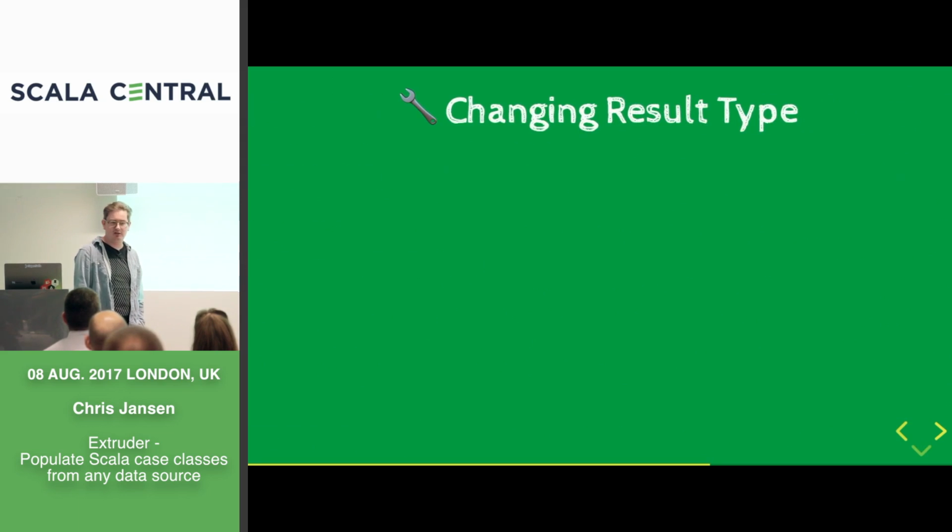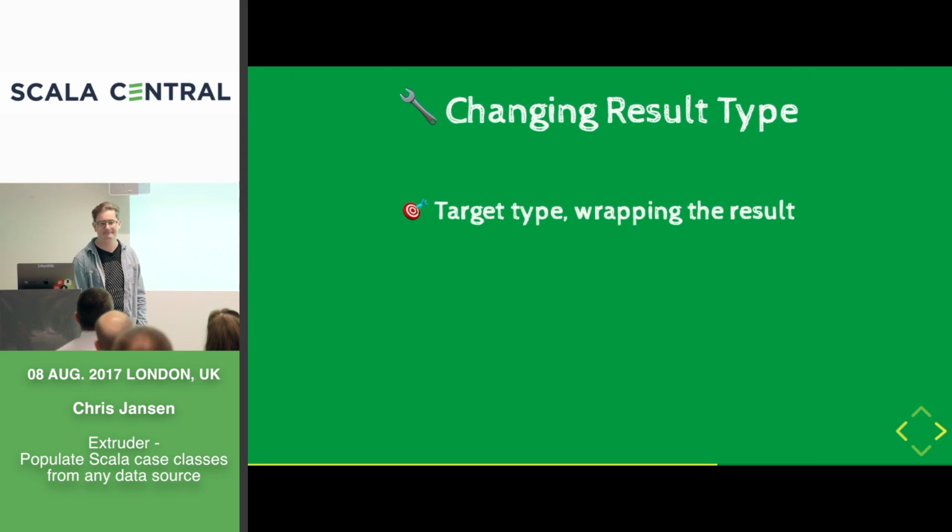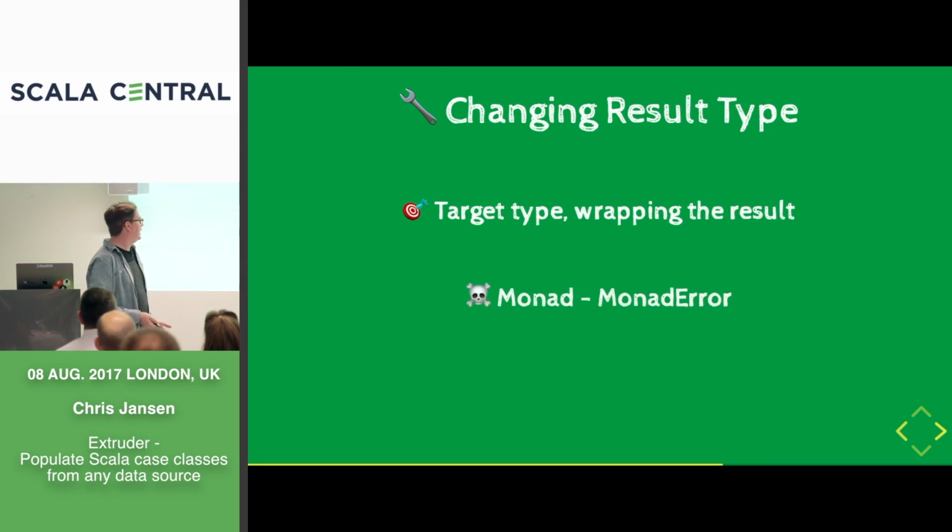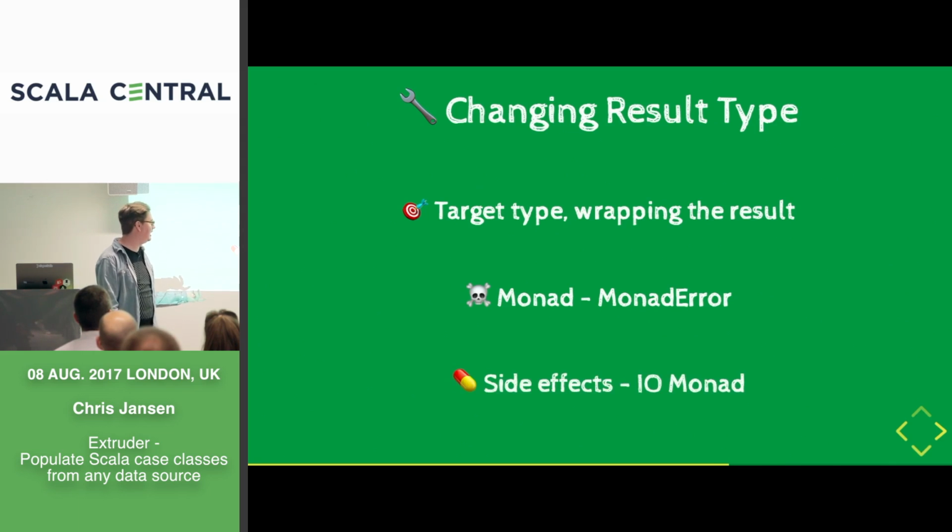So, changing the result type. What do I mean by this? It's the target type which wraps the result, the thing that provides you error handling and represents errors somehow. As mentioned earlier, it's an instance of MonadError. And side effects are modeled by the IO monad.